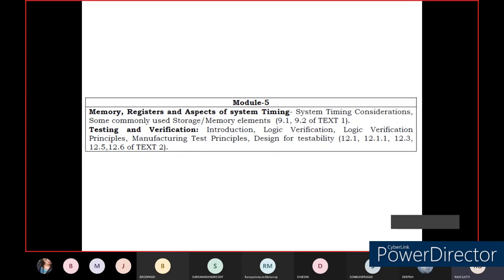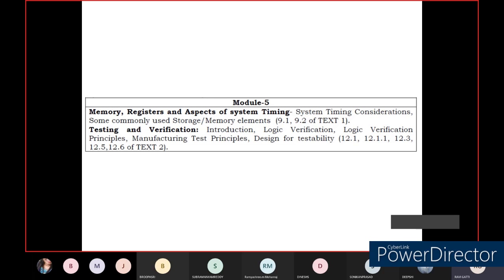Registers and the timing aspects related to the implementation of memory and registers are what we are going to study. We will be studying some sequential circuits, that is the D flip flop, the D latch, and the JK flip flop.